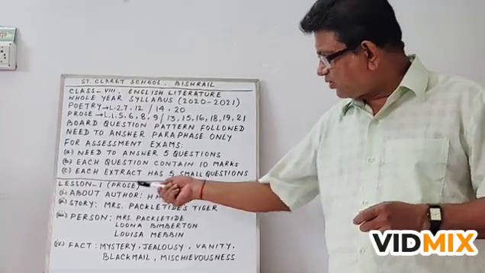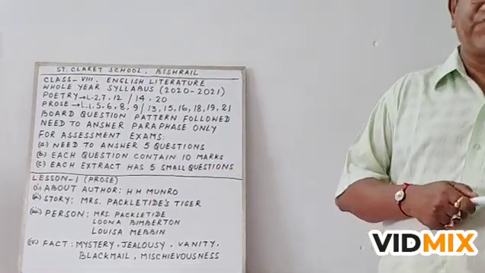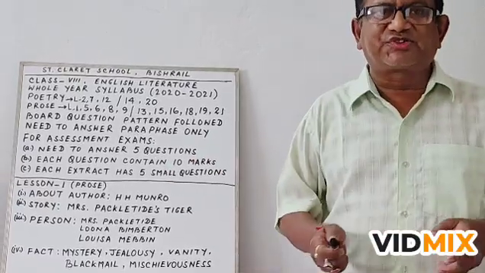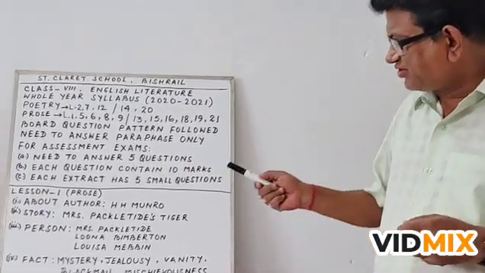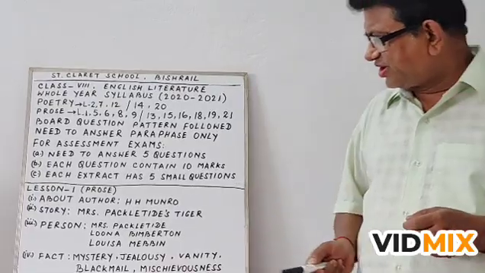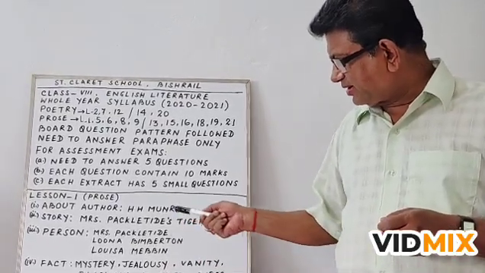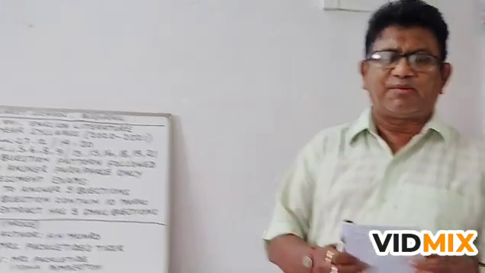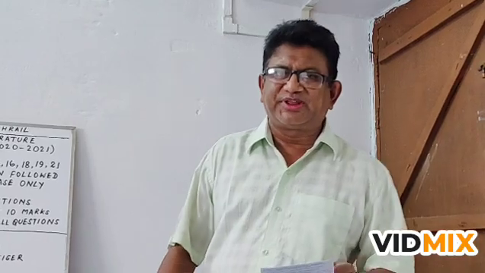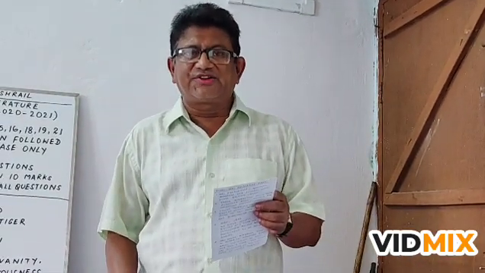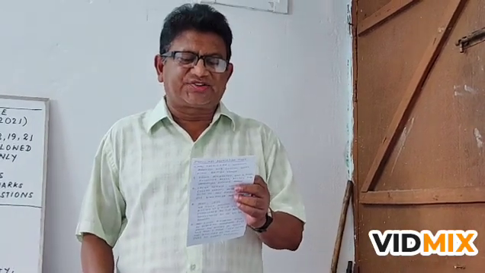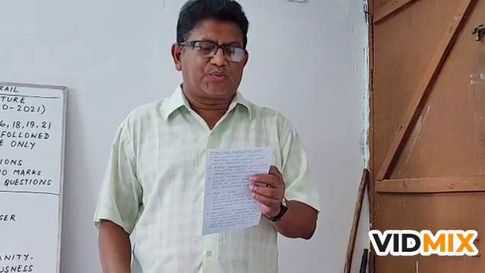The lesson 1, prose, which I am going to teach you today. First, about the author. The author of this lesson is H. H. Munro, and the story is Mrs. Packletide's Tiger. Now just let me tell you something about the author. H. H. Munro was British, that means he was an English author. His real name was Hector Hugh Munro.